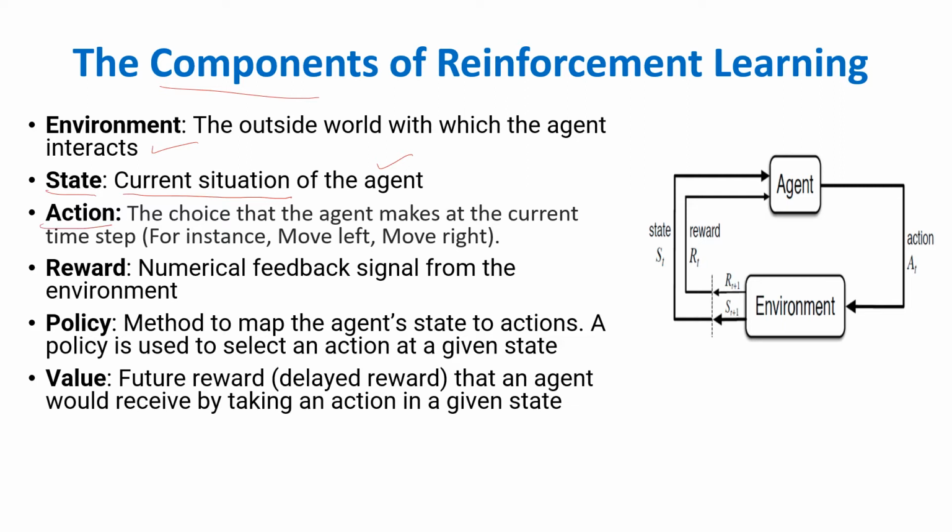The action at each and every state S. It might choose any action. So for instance, it can go up, it can go right, it can go down, it can go left. So there are n number of actions that it can opt to choose at a particular state. That is an action, the choice the agent makes at a particular time step.